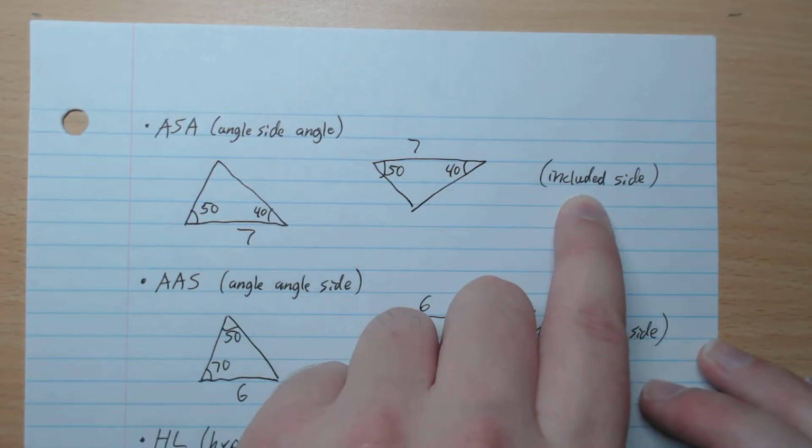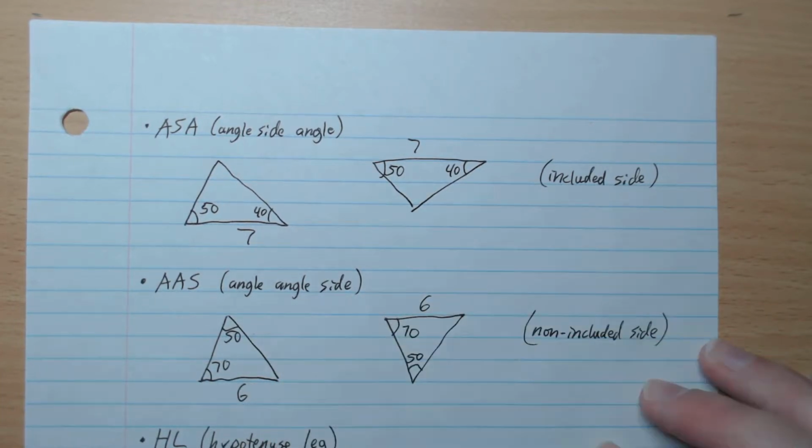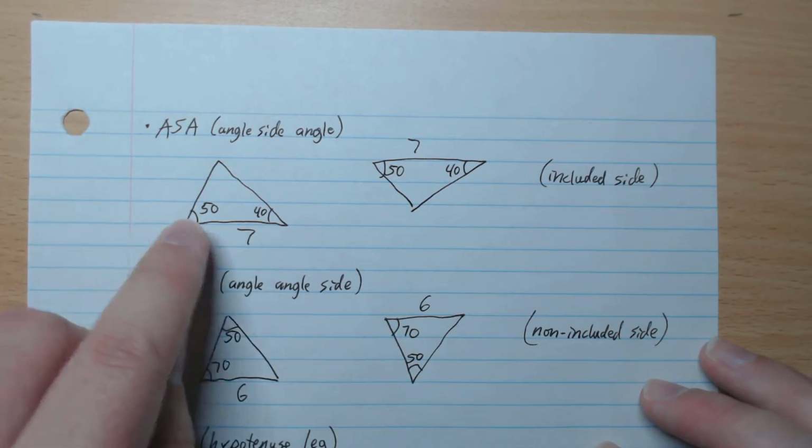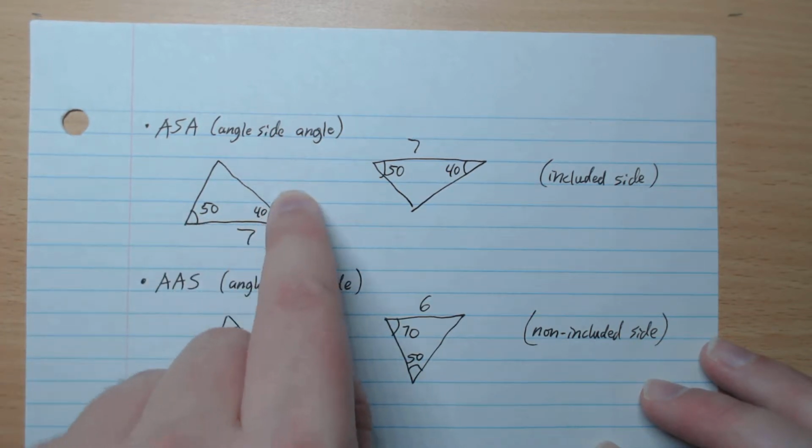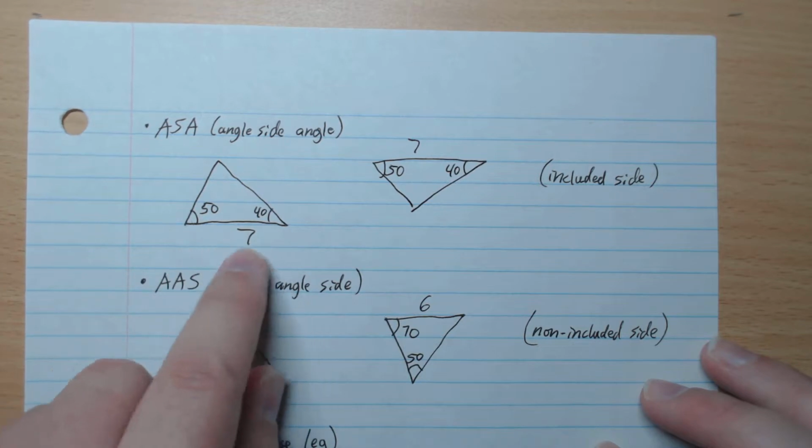And notice here, you might hear the language called included side, right? It's in between, 50 angle, in between side, angle 40, like that. So we call that the included side.